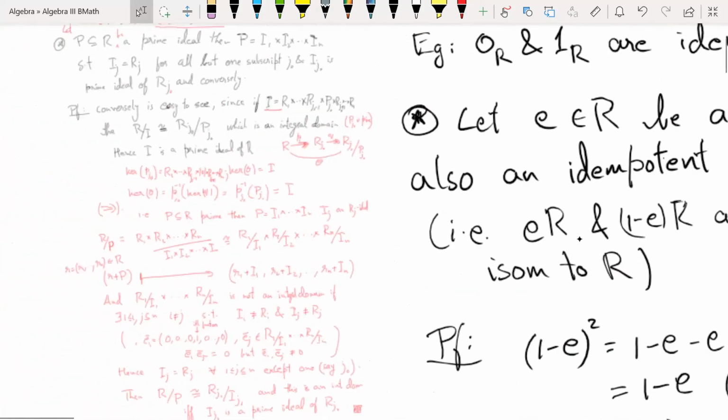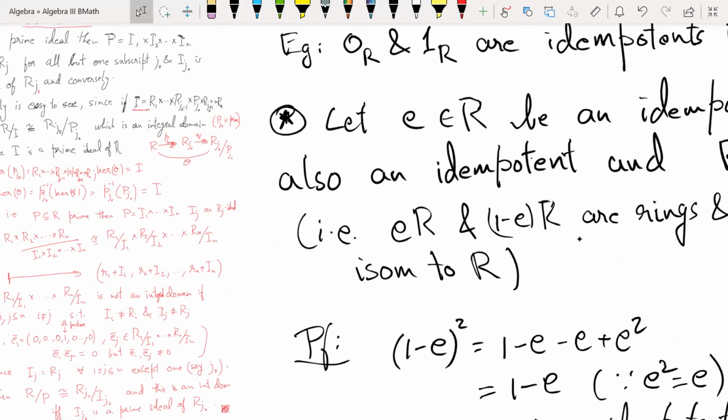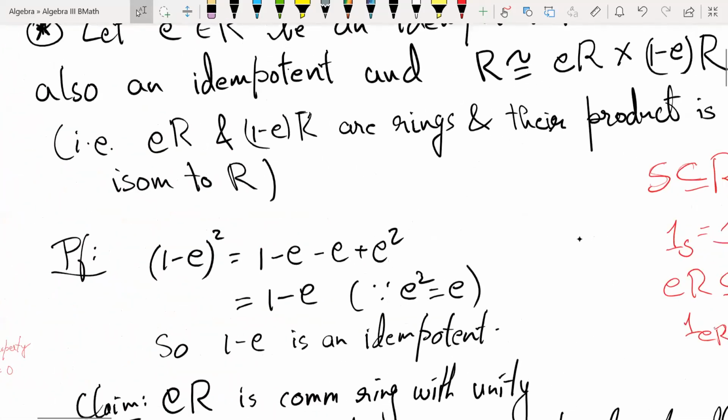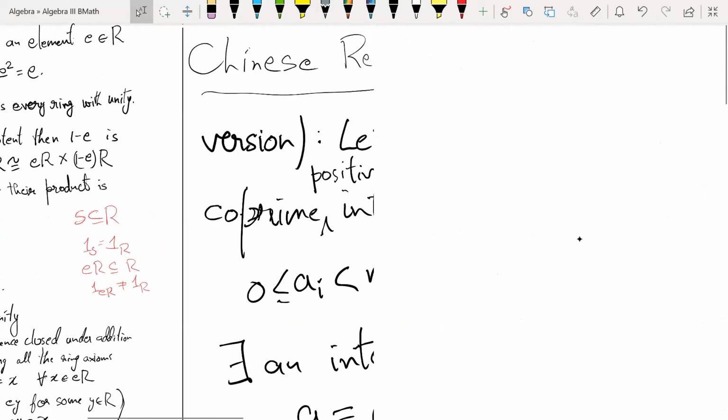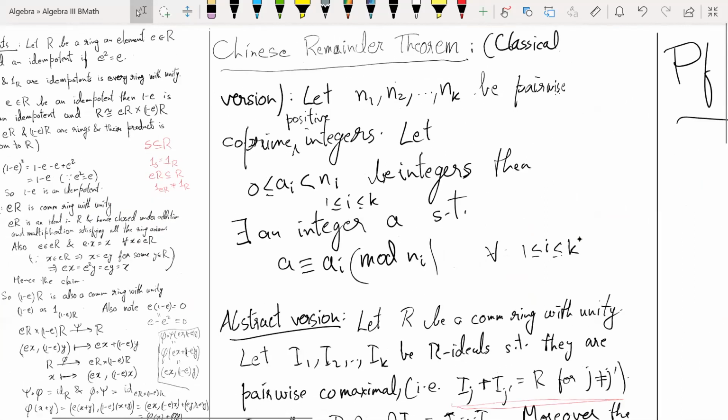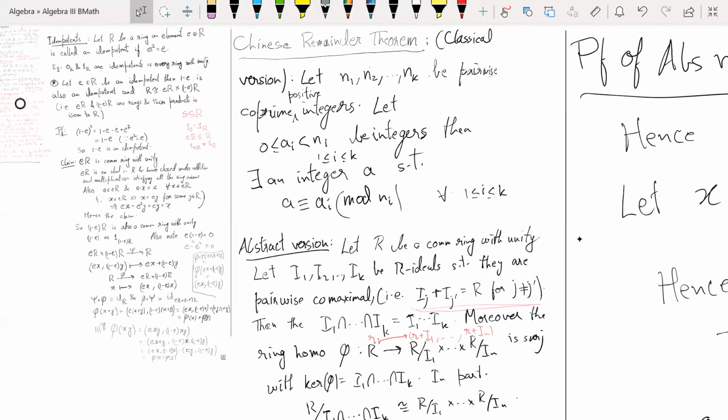Here, this was surjective for obvious reason. Because we were giving a surjection from a product of rings to their quotients in some sense. Here, there is only one ring R, and we are looking at various quotients of the same ring R by different ideals. So it is not very clear why this is going to be surjective. In fact, you need the hypothesis that these ideals are pairwise co-maximal. Otherwise, this is not true.